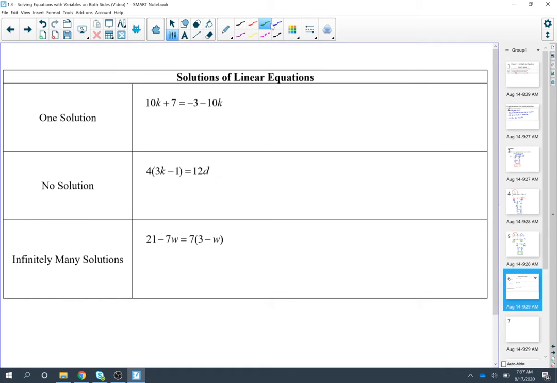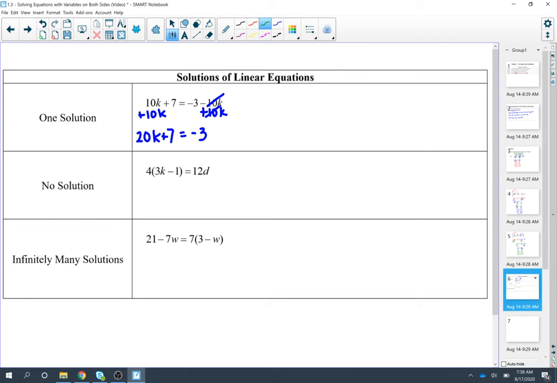Now, for the sake of one solution, that's what we've been doing, and we're going to try this example. 10k plus 7 equals negative 3 minus 10k. If we follow our steps, simplify on the left, simplify on the right. We're going to bring all the variables to one side, all of the numbers to the other. I'm going to try to keep my variables positive, so I'm going to add 10k to both sides. That cancels. If I bring my equal sign down, I'm just going to have my negative 3, 10k plus 10k is 20k, plus 7.